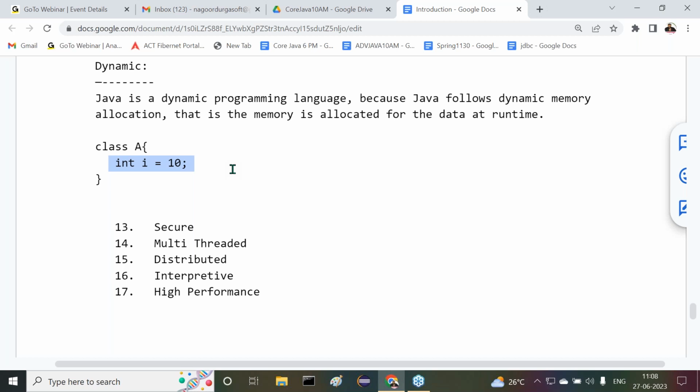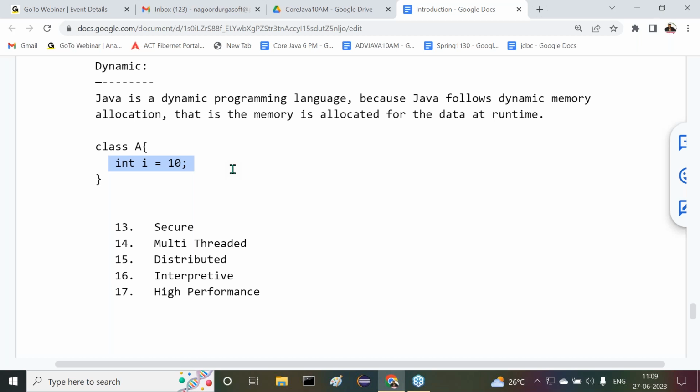In C++, when will memory be allocated for objects, and in the case of Java? In C++, memory is allocated for the object at compilation time, but in Java, memory is allocated for objects at runtime. So the point I'm telling you is that in Java, memory for primitive data is allocated when we create an object.